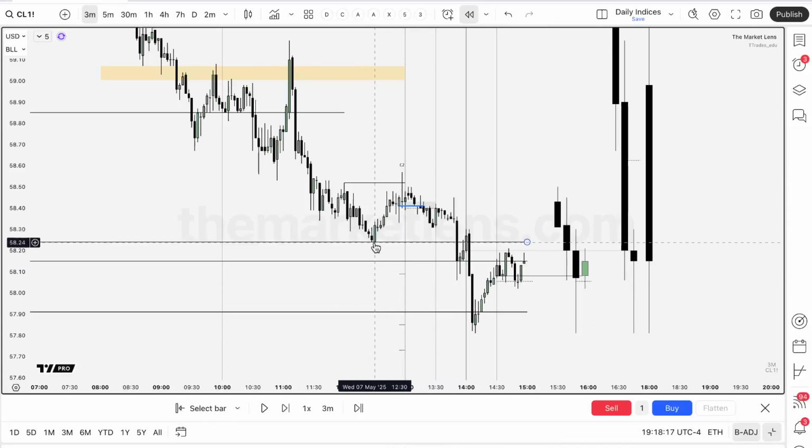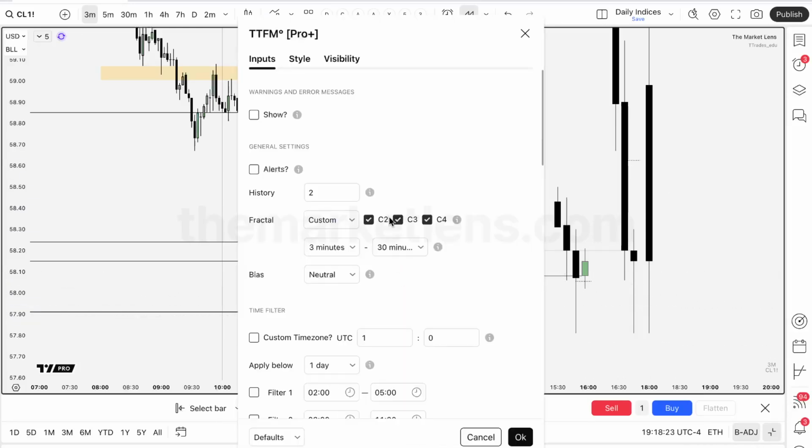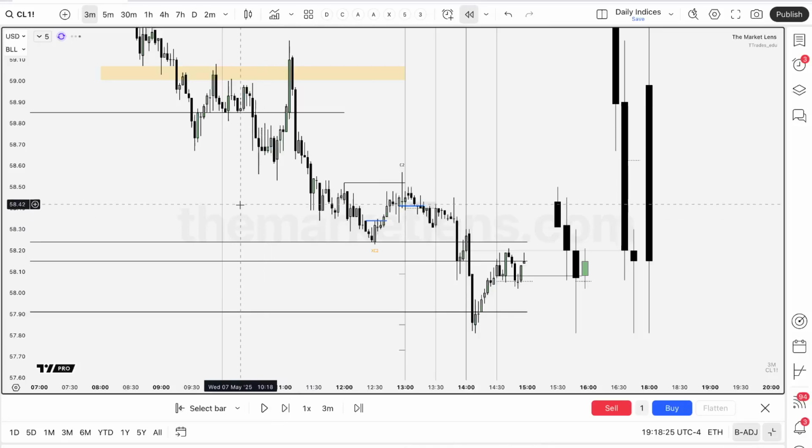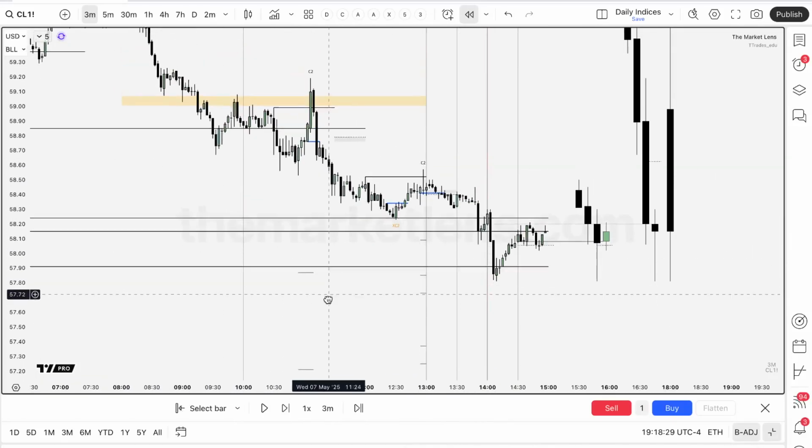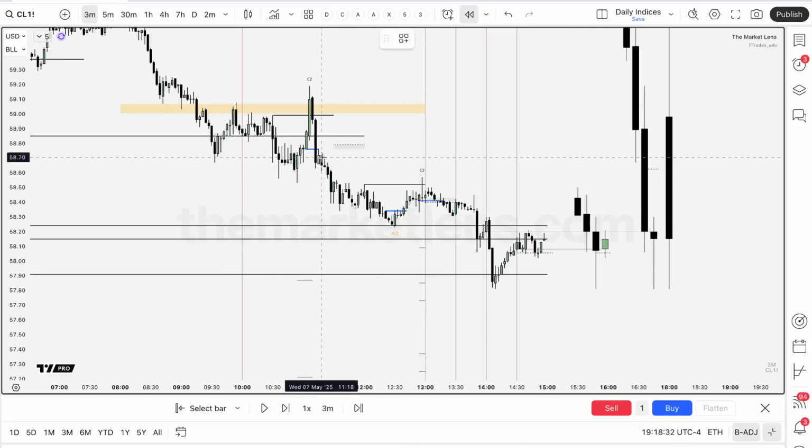If it didn't take out the low, that would be possible, but 3. Right? Like it opens here, and then it just falls. So it's really not much to base a stop on.